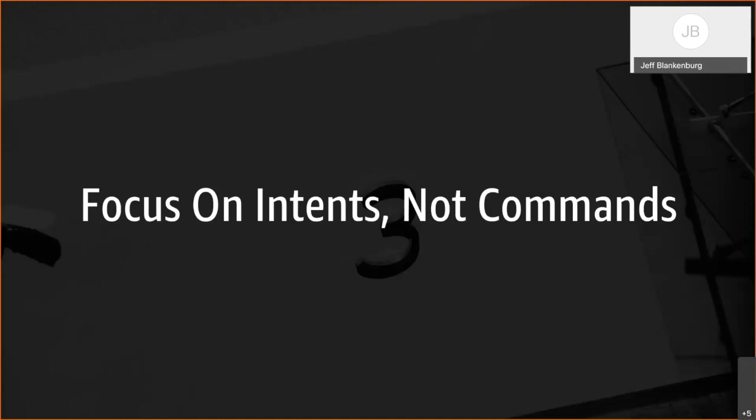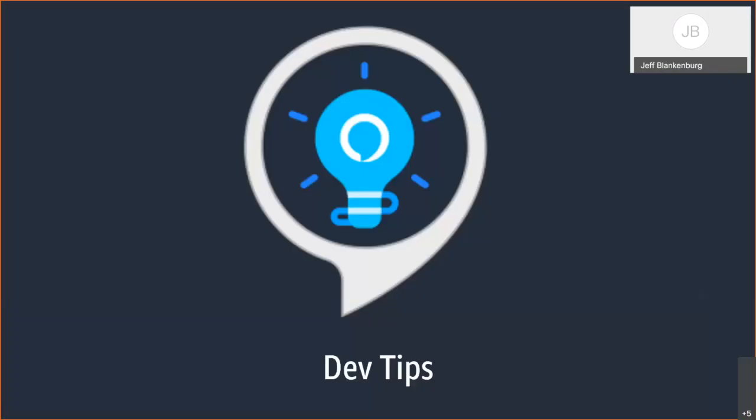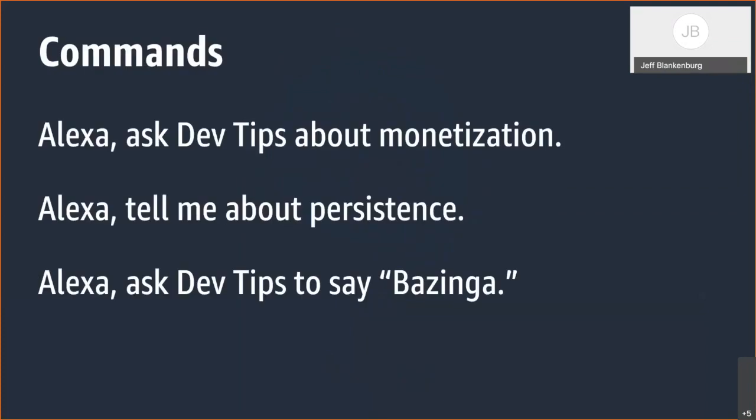I have yet another example of a skill I've built. This one is called Alexa Dev Tips, and the idea behind this is that it can provide information to developers that are thinking about building stuff for Alexa. So some of the commands that I've first thought of that they might ask for are things like this. Ask dev tips about monetization, or tell me about persistence, or say bazinga, right? That's a funny word to get the skill to say.